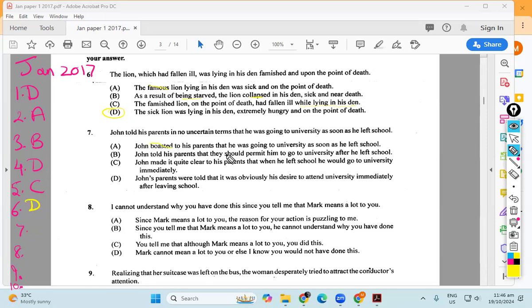John told his parents, that's the same, that they should permit him to go to, okay, so he's asking for permission in this one. But up here, he didn't ask for permission. He said in no uncertain terms. So that is different, right? So not that one. John made it quite clear to his parents that when he left school, he would go to university immediately. All right, in no uncertain terms is like quite clear. He's going to university as he left school. That seems like it could be it, but we're going to read all. John's parents were told that it was obviously his desire. So who told John's parents? Obviously his desire to attend university immediately after leaving school. So this word told, it leaves out the fact that John told them. So 7, like you all have said, is C.